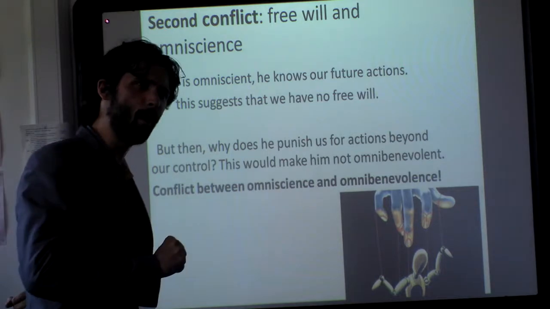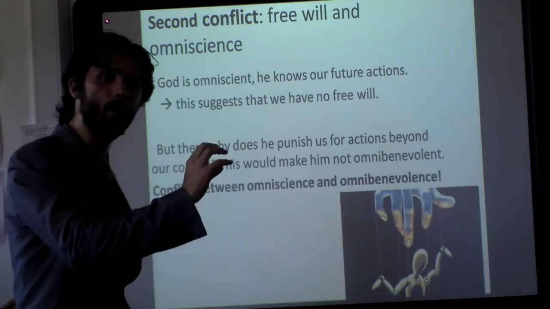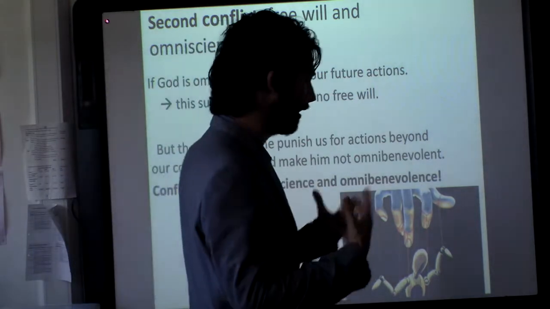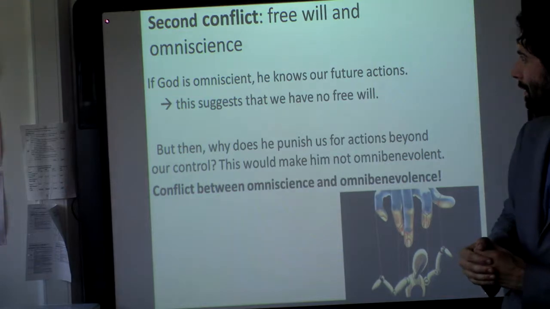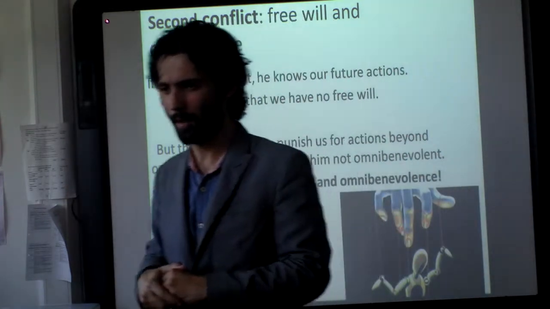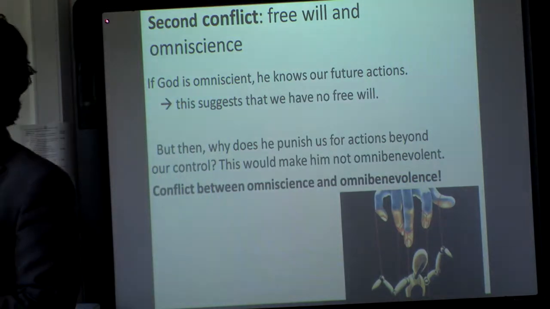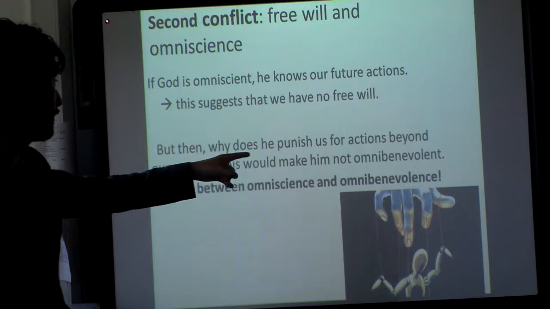But hang on a minute. If we don't have free will, then why does God punish us? Why does God send the wicked to hell? Because they didn't choose to be wicked. It was God's choice. They were determined to be wicked. So it's unjust for God to send them to hell. And this is why we have a problem, a conflict between omniscience and omnibenevolence.